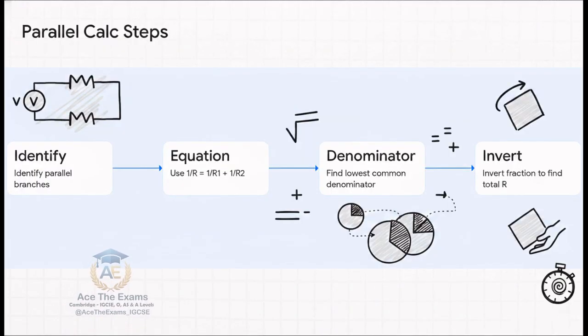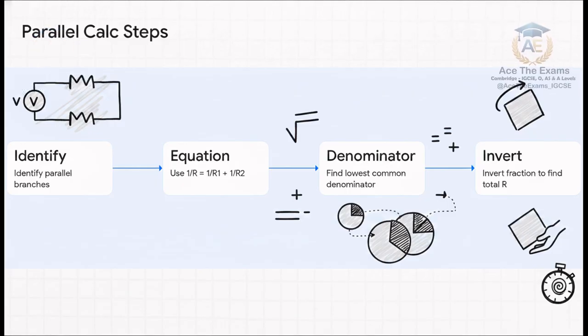Look at these steps. When you're asked to determine the effective resistance in parallel, you have to flawlessly execute these 4 sequential steps. Step 1, identify the parallel branches. Step 2, use the exact equation: 1 over the total resistance equals 1 over R1 plus 1 over R2. Step 3, find the lowest common denominator. And step 4, this is where 50% of students completely fail. You must invert the final fraction to find the total R.